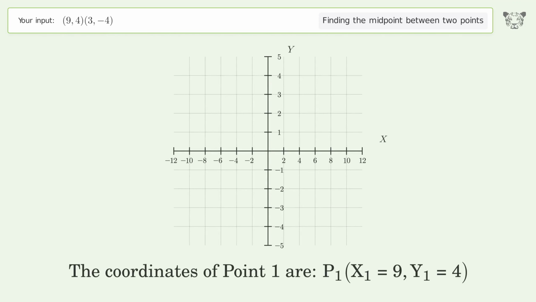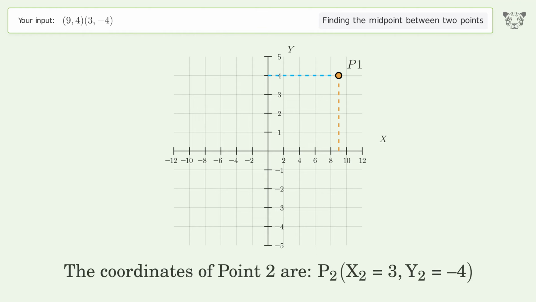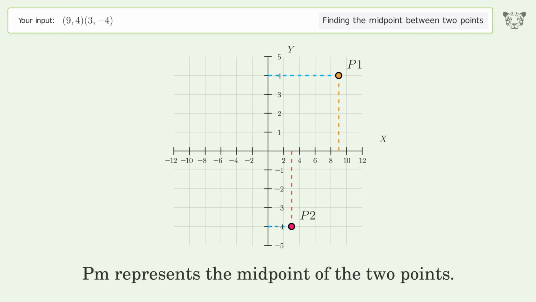The coordinates of point 1 are x1 equals 9, y1 equals 4. The coordinates of point 2 are x2 equals 3, y2 equals -4. PM represents the midpoint of the 2 points.